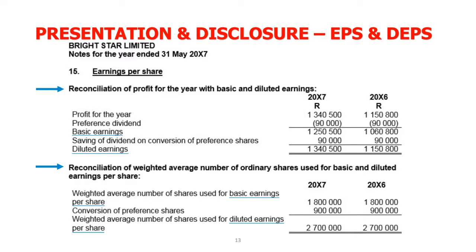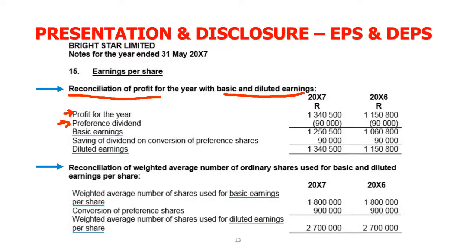In the note, there are 2 important parts that we must always have. We must always have the reconciliation of profit for the year back to diluted and basic earnings. In there, we always start off with the profit amount. When we start off with that profit amount, we're then going to take out our preference dividends. Does this calculation look similar to us? Well, it is exactly the same calculation that we did in our workings to arrive at these figures.